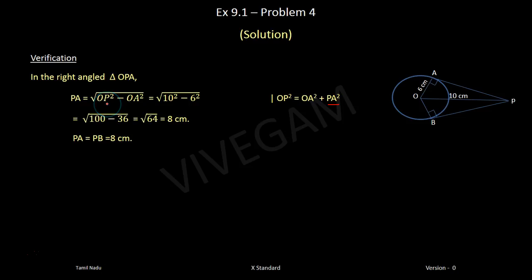What is OP? 10 centimeters. OA, 6 centimeters. You got the measurements here, right? So substitute that. So then this is 100 minus 36, that is 64. Root of 64 is 8 centimeters. And that's what we got by measuring the tangents also.